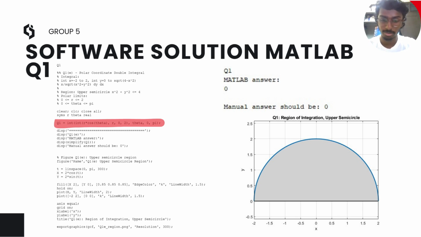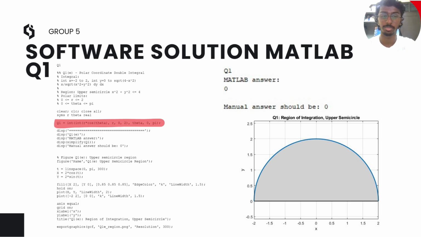In the MATLAB code, first I will define the variables. I use the symbolic variables r and theta, so MATLAB can do the exact integration. The important calculation line is this one. This line means MATLAB integrates the function first with respect to r from 0 to 2, then with respect to theta from 0 to pi.